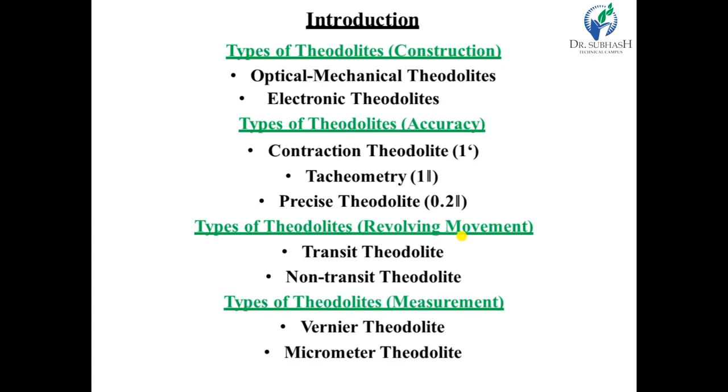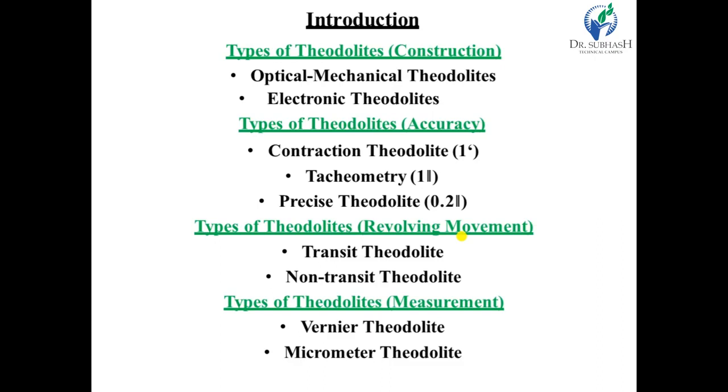Types of theodolite based on revolving movement. We can classify this type of theodolite as transit theodolite and non-transit theodolite. In that case, the transit theodolite has a telescope that revolves about 180 degrees with respect to the horizontal axis, and in the non-transit theodolite, the telescope is not revolved about its axis.